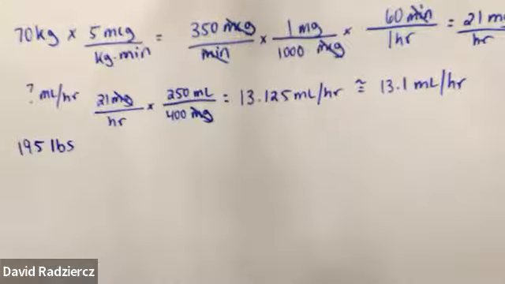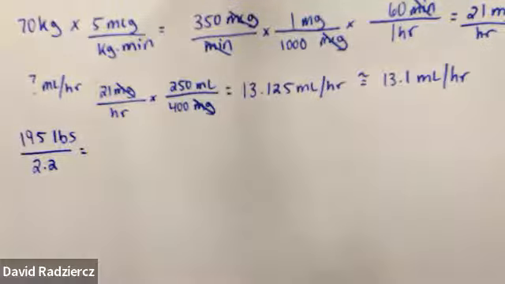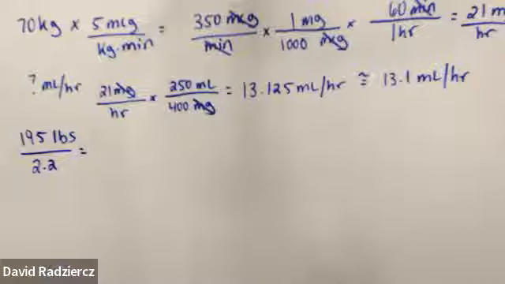So step 1 is I need to convert that weight into kilograms. All right, hold on. Let me pull up a calculator. I'm doing this on my phone. Okay. 195 divided by 2.2. We're at 88.6 kilograms. Got it.